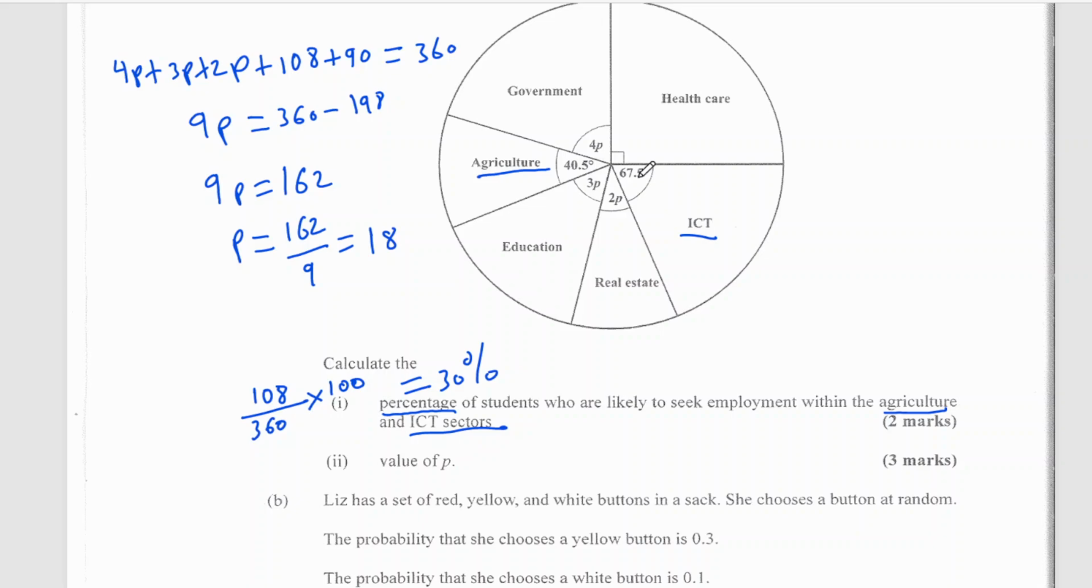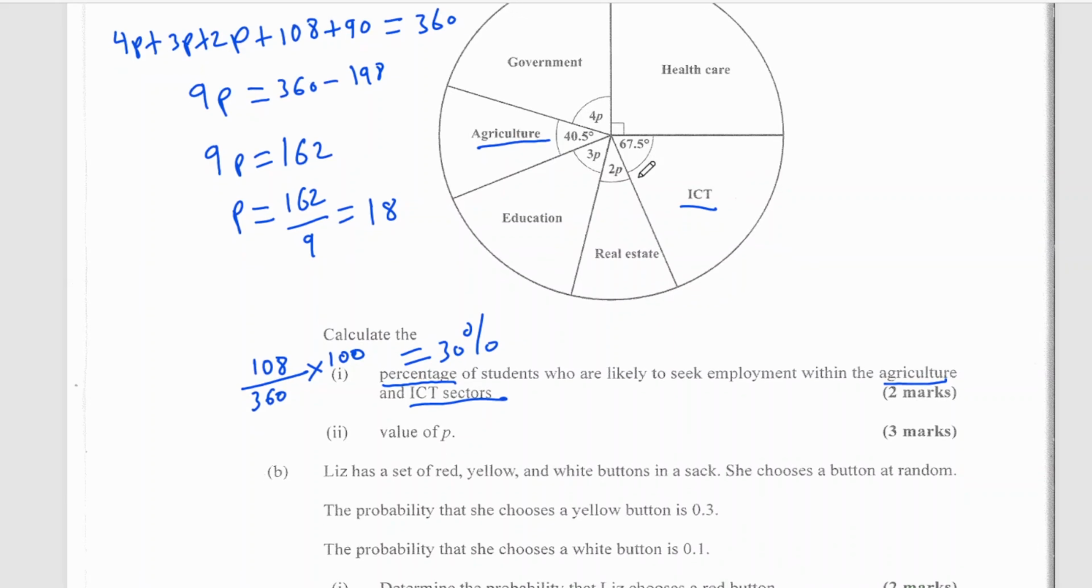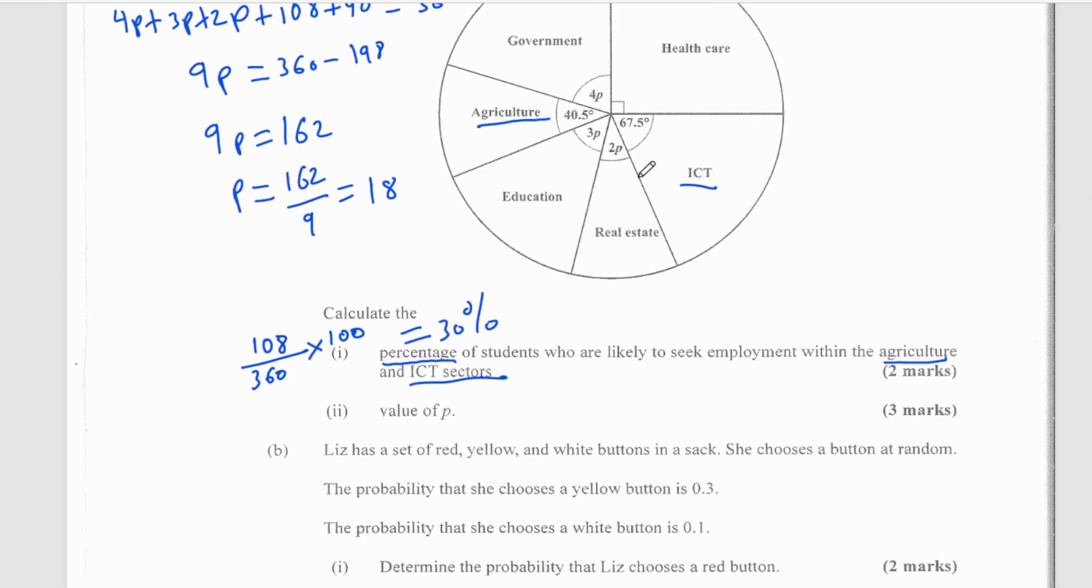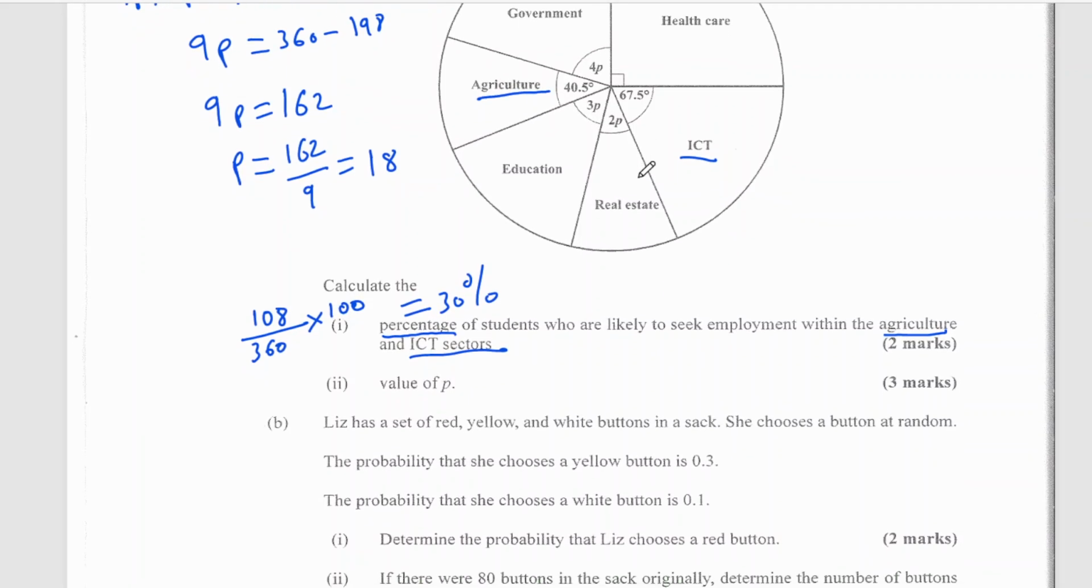Right, so that was a nice easy 5 marks there, the actual value of P. It's just knowing how to deal with a pie chart. Part B now, we have a probability question here.